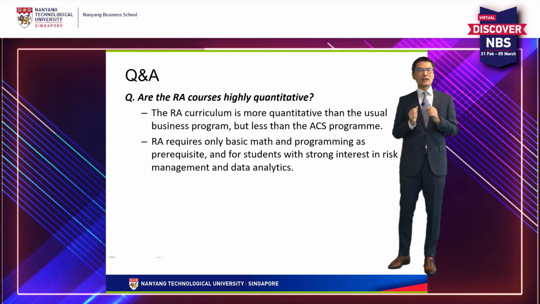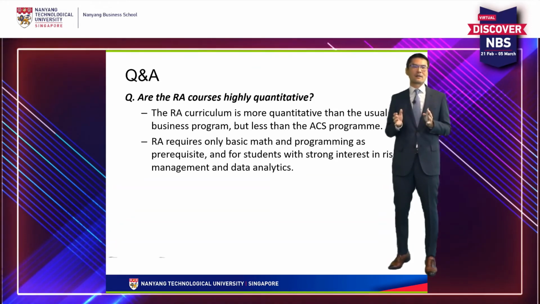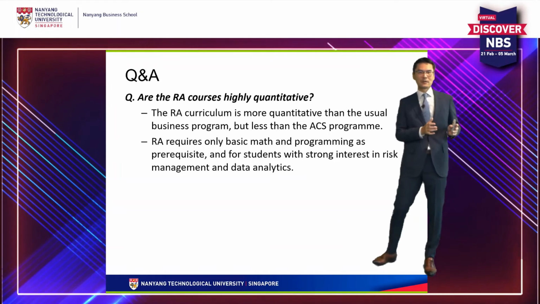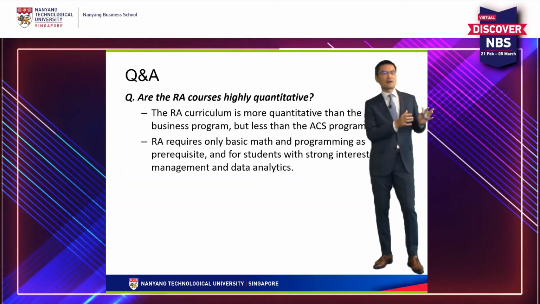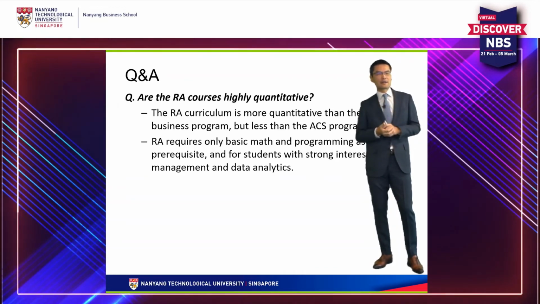One thing we can tell you is that the RA program is less quantitative than the actuarial science program. Actuarial science is the most quantitative subject in NBS. So we are sure that the RA program requires less quantitative skills and involves topics that are less quantitative. That's one thing I can tell.